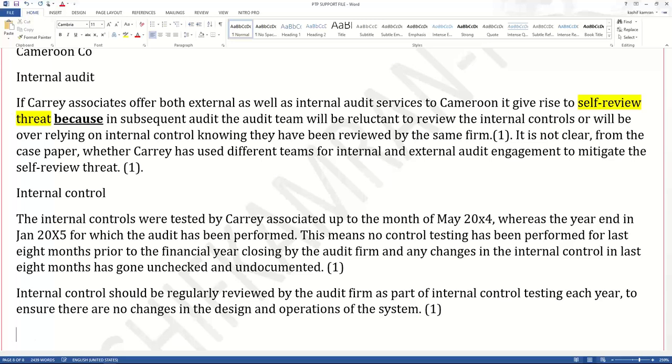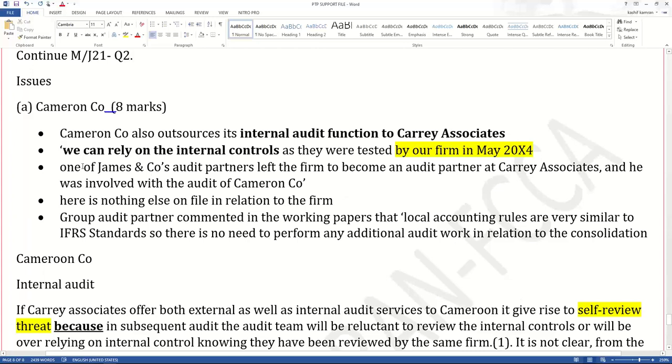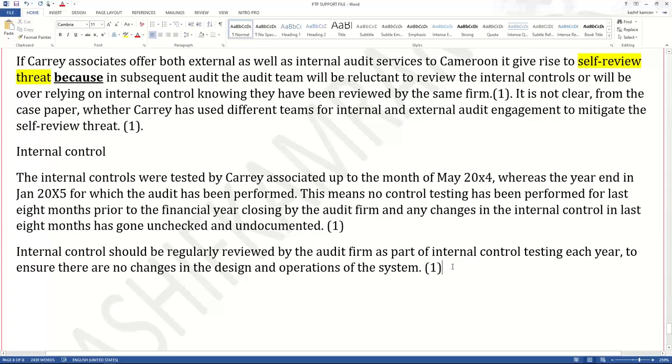Okay, let's look at the last problem, because I need to read another case with you. One of James' audit partners has left and joined Kerry Associate. I hope you all recall that from the session yesterday, because there was a break between day two and day three. One of James' company audit partners, which is a group auditor, has left the firm to become an audit partner at Kerry, and he is involved with the audit of the Cameroon company. Now we know that gives rise to a self-review threat.